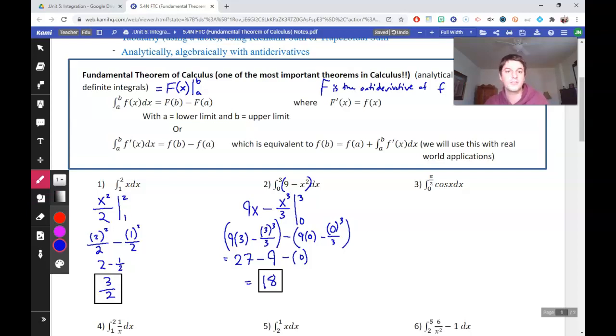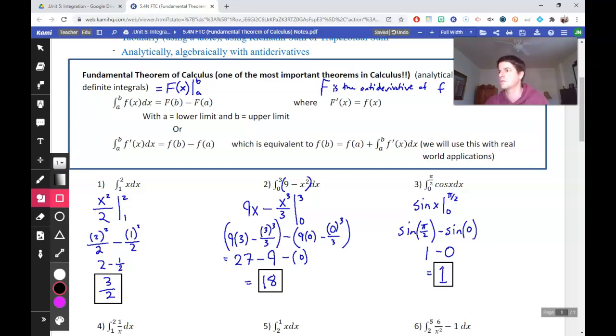All right. Moving on, you'll often see trig in here. So the antiderivative of cosine is sine. So we're really going to take sine and evaluate it from 0 to pi over 2. So what does that mean? That means sine of pi over 2 minus sine of 0. Sine of 0 is 0 because that's where the sine function starts. Sine of pi over 2 is going to be 1. And we get 1 minus 0, or just 1. There we are.